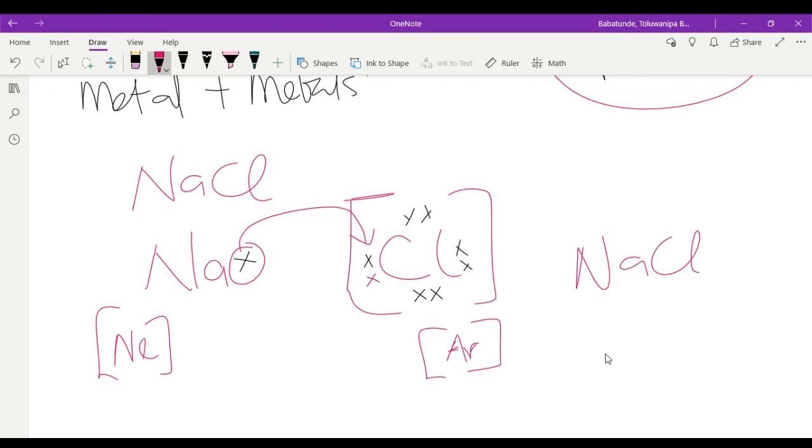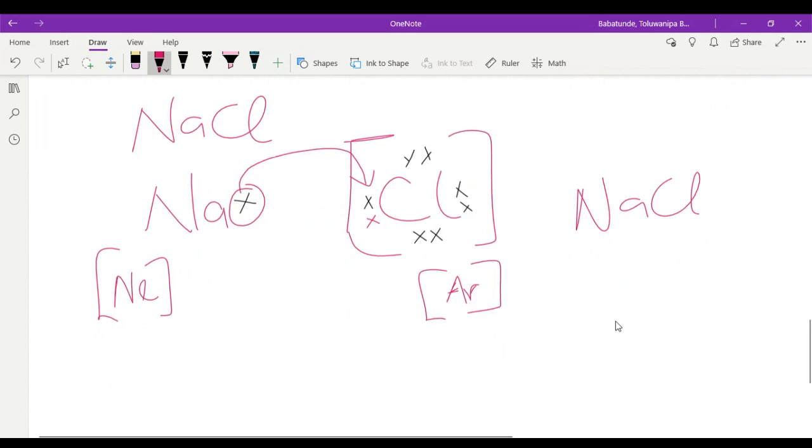Electrons are transferred. Whenever electrons are transferred, electrons are continuously going to be transferred until everybody is stable, that is, until they have an octet structure.